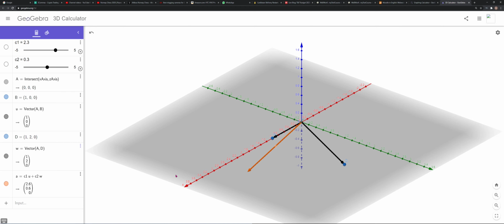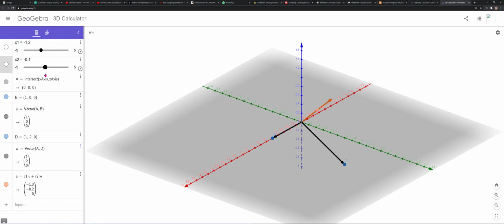The linear combination of u and w is some scalar c1 times u plus some scalar c2 times w, and I add those together. I have this in orange over here. Now I've programmed some sliders, so I can choose arbitrary values of c1 and c2 in the software.